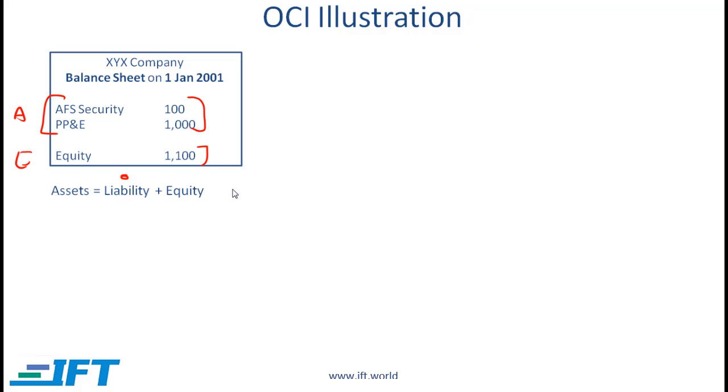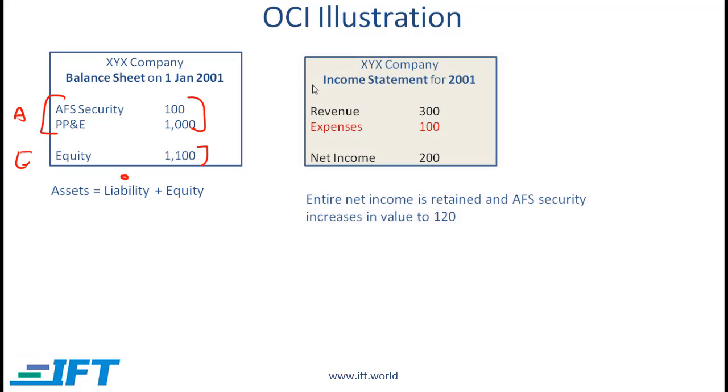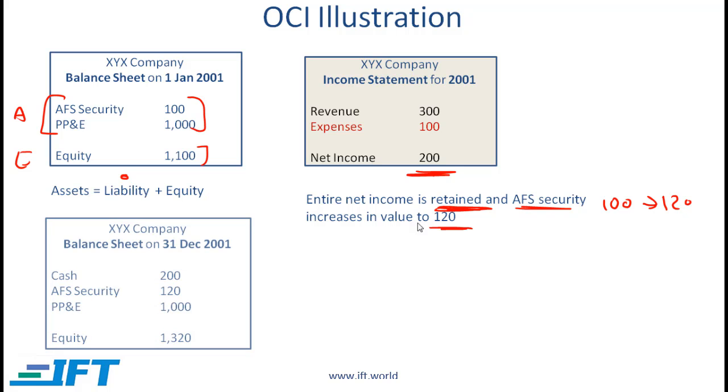Liabilities are 0. Over the year, here is the very simple income statement. Revenue 300, expenses 100, so net income is 200. We assume that the entire net income is retained. In other words, no dividends are paid, and the AFS security, which started out at 100, now goes up to 120. So what does the balance sheet look like at the end of the year?